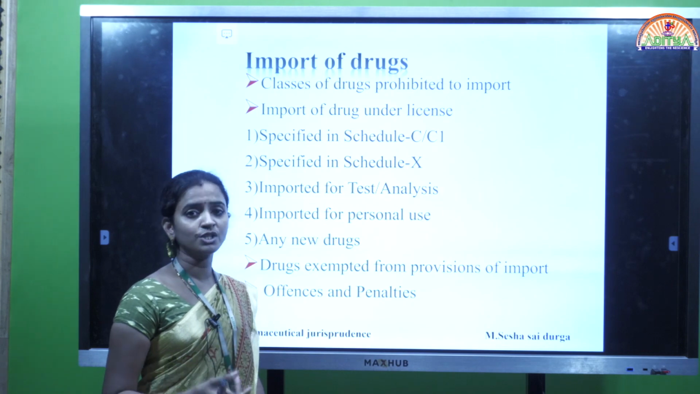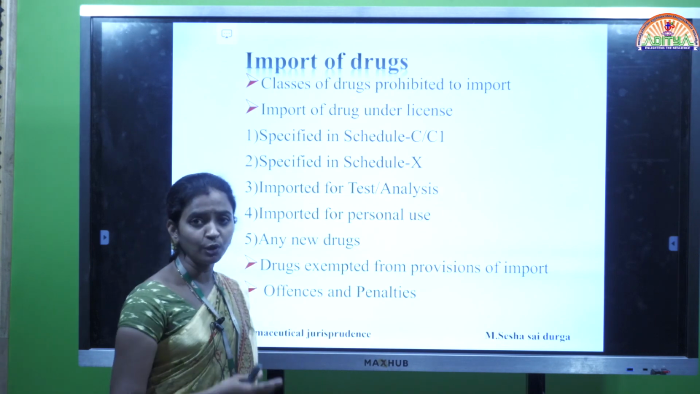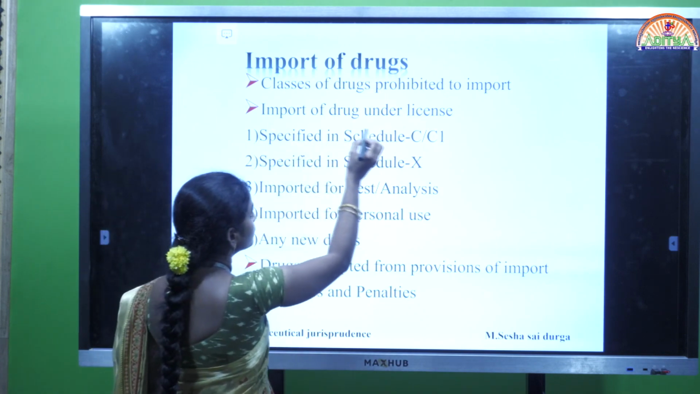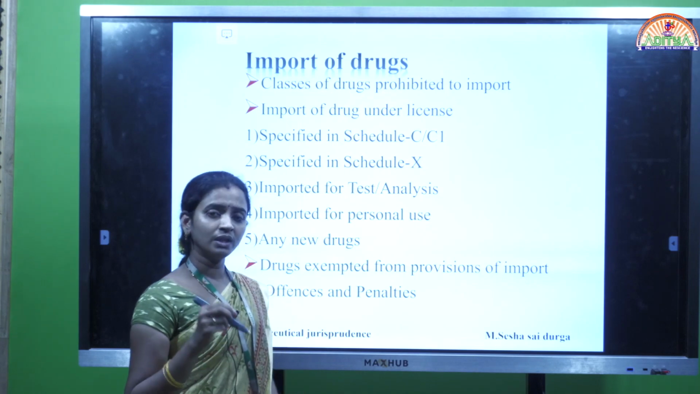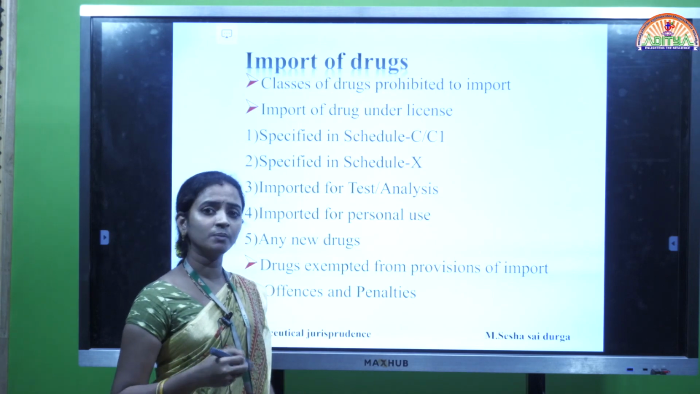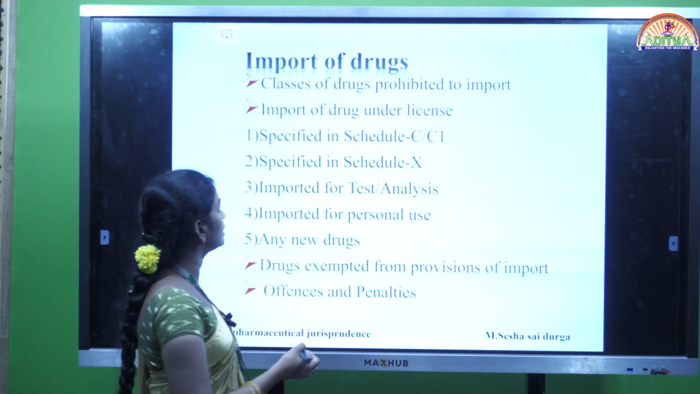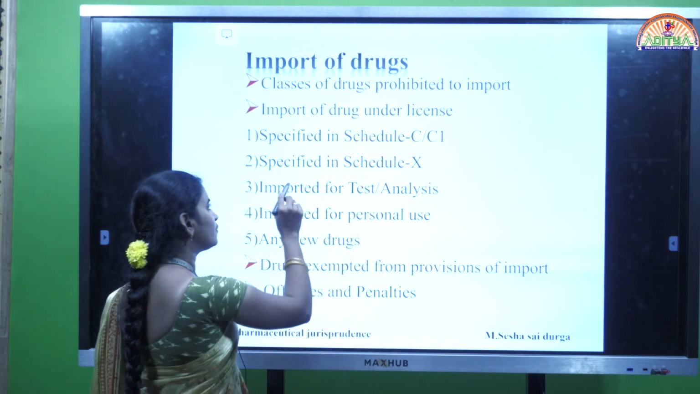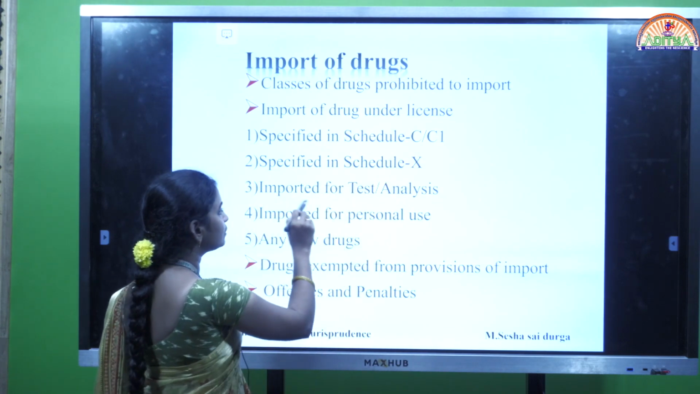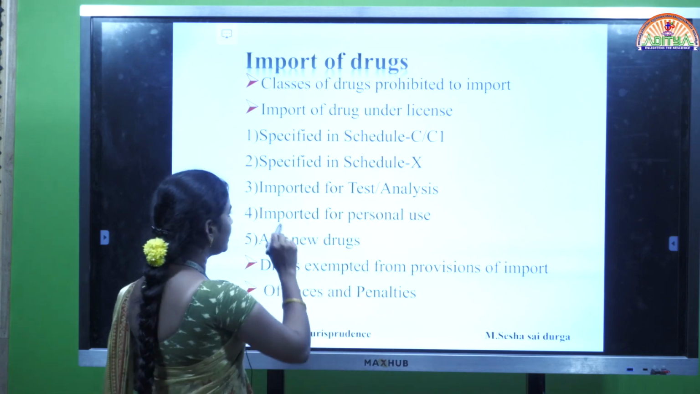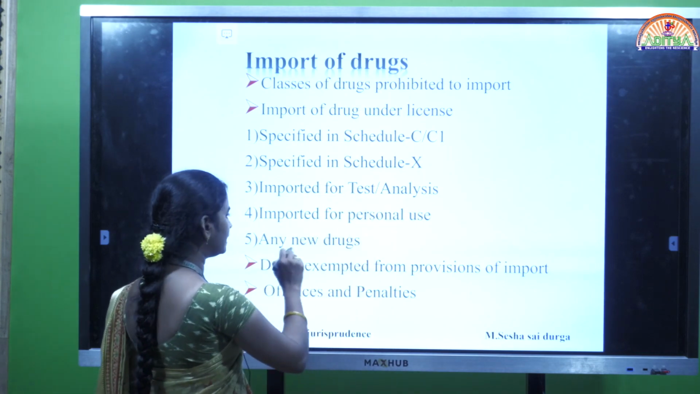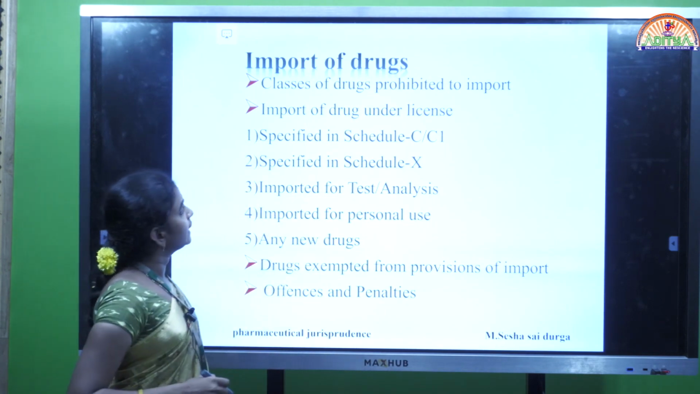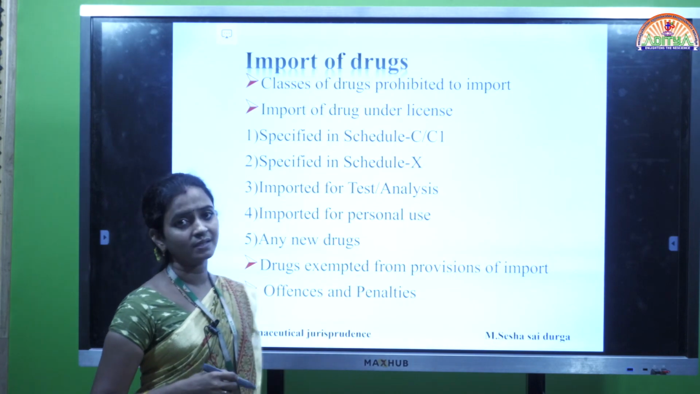With the authentication of that license only, people are able to do the remaining activities. So that is given here: import of drugs under license. If the person has the license, then what type of drugs he can import is given here. First, drugs specified in schedule C and C1, and specified in schedule X, imported for test or analysis, imported for personal use, and any new drug. Yeah, these 5 categories.